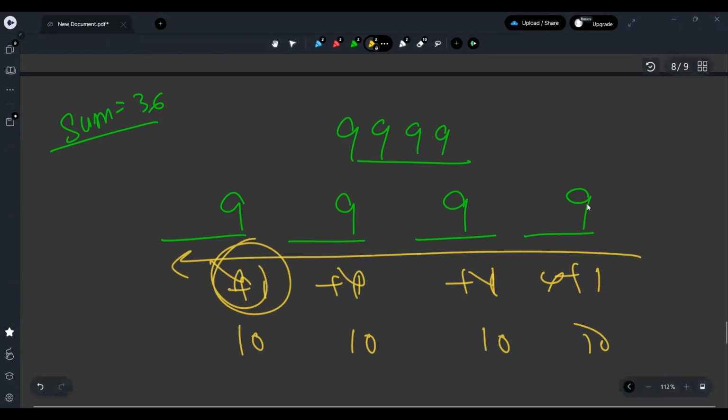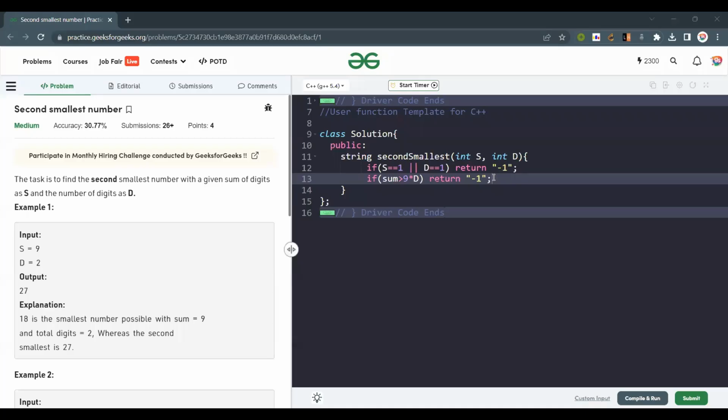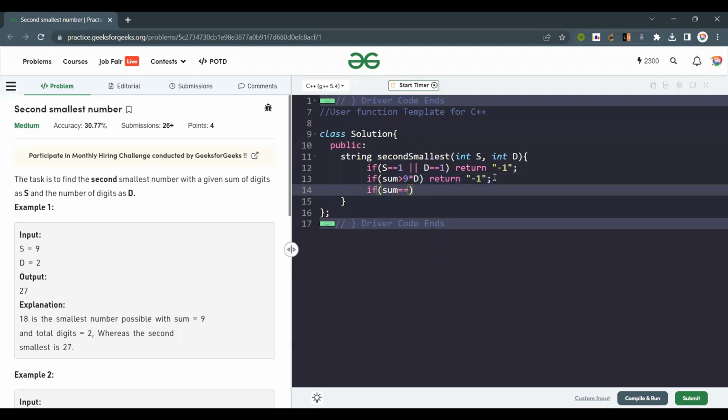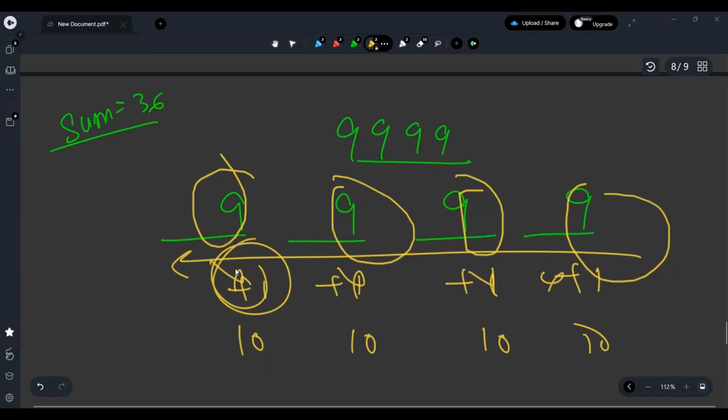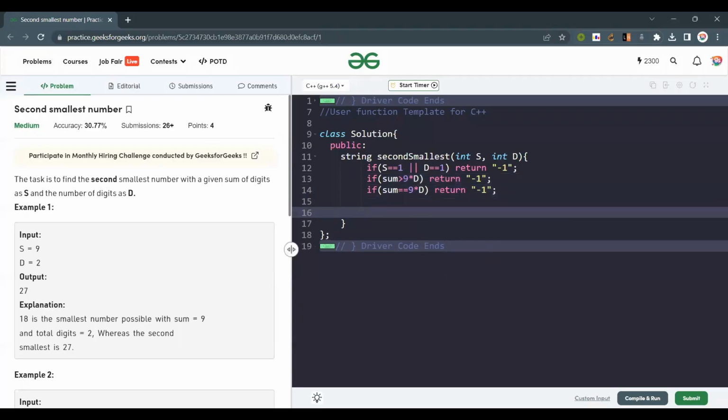Second smallest number, how are we finding it? By incrementing or decrementing. I can decrement, but I can't increment. So that means this is also an invalid case. I am adding it separately, but I can also add the condition here, for understanding properly. If sum is equal to 9 into d, that means the number is 9999. I can't increment or decrement it, so we will return minus 1. So these are the exceptions.